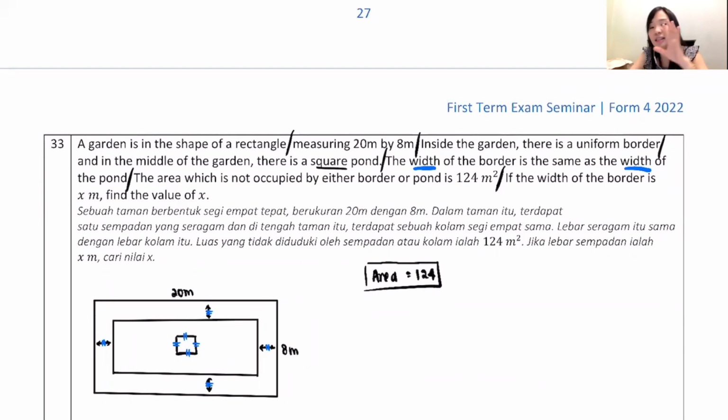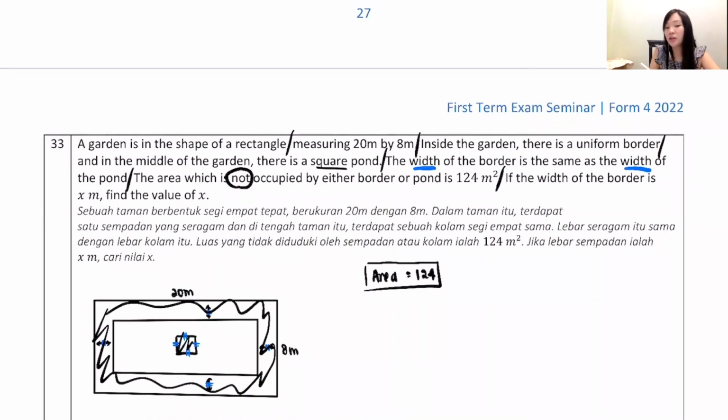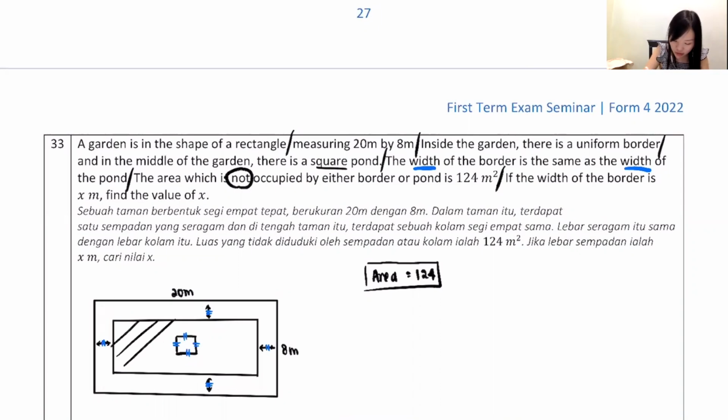Ethan's answer is the best, guys. Let me read for you. Ethan says inside the border, outside the pond. Because they say the area not occupied by either border or pond. So isn't it this part is the border? This part is the pond. So not occupied by these two, that means this part. Isn't it the shaded region area is 124?